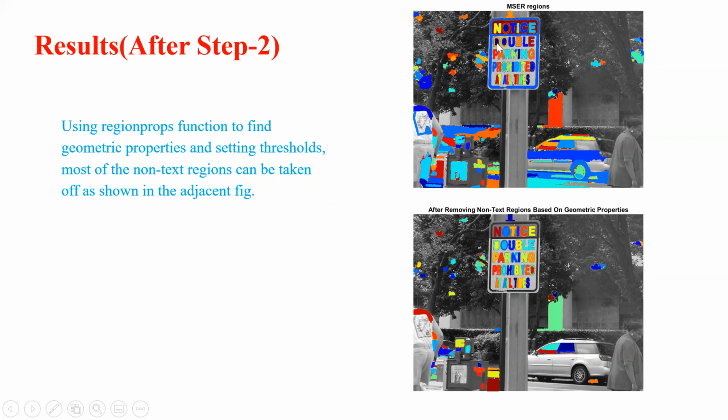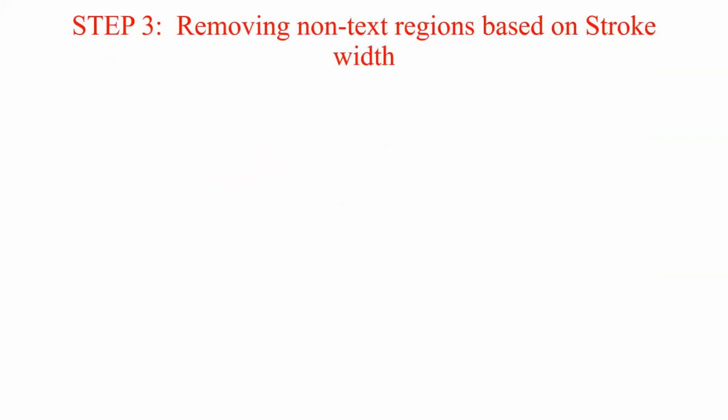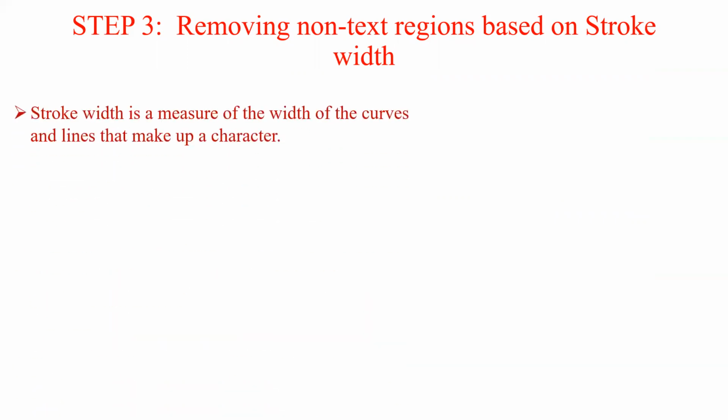This is the MSCR regions, and after finding geometrical properties and eliminating, we found this image. And in step 3, we are going to eliminate non-text regions based on stroke width.